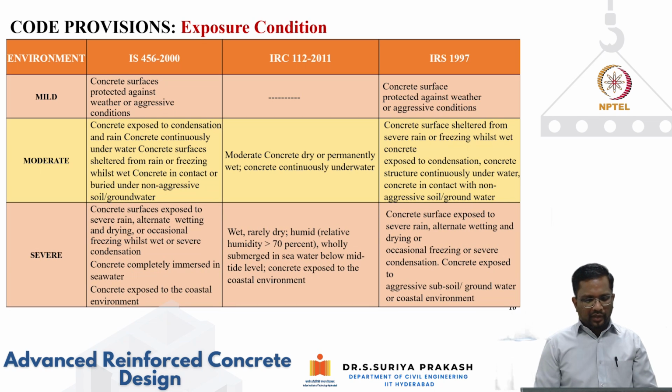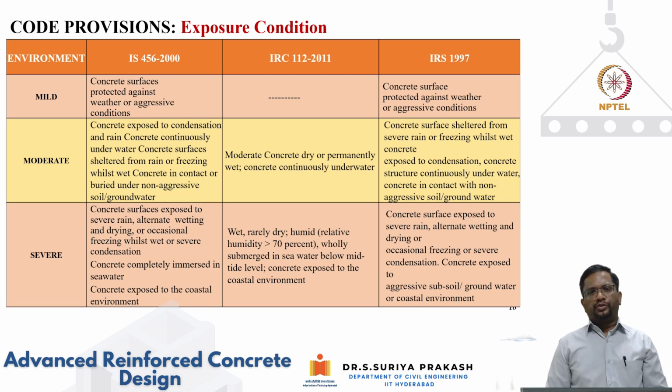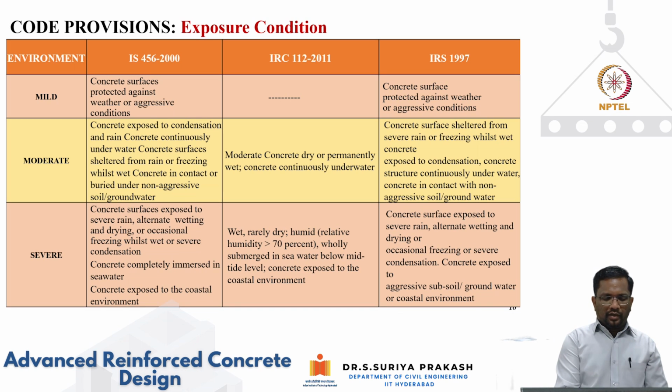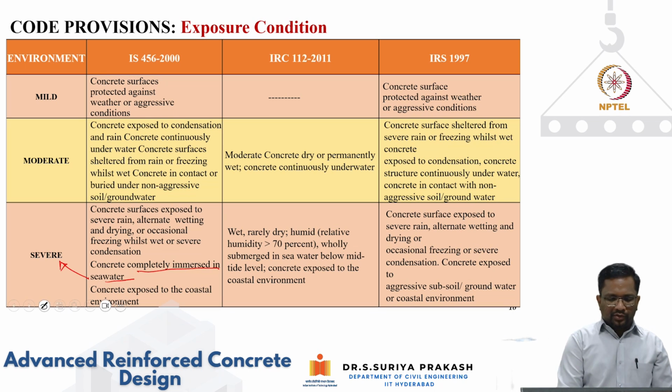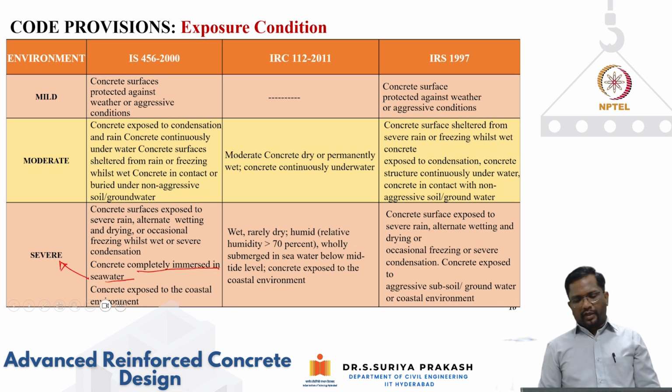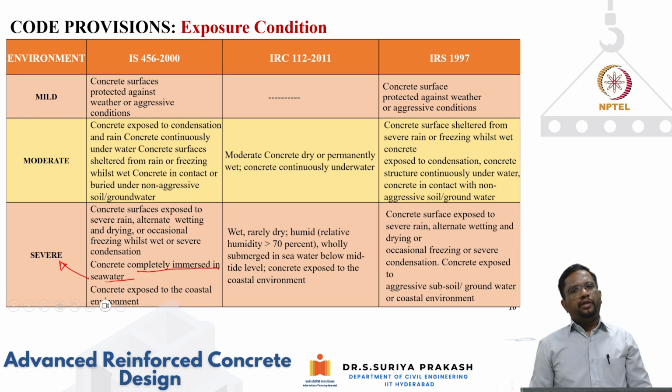Okay, and severe when concrete surfaces are exposed to severe rain and alternate wetting and drying or occasional freezing whilst wet, or dry condensation. And concrete that is completely immersed in seawater comes in the severe category. Concrete that is exposed to a coastal environment also comes under the severe category. Now again, bridge provisions are slightly different, and they define that condition as wet or hardly dry or humid or wholly submerged in seawater. So more or less the same as what I have in IS 456 also. But IRS has exactly the same provisions taken in the Indian Railway Standard.